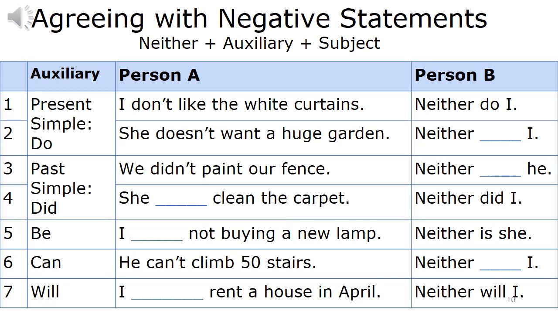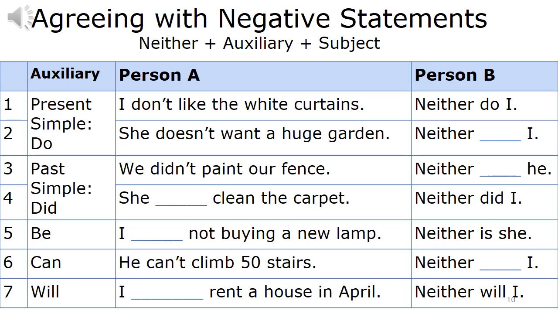1. For example, present simple, do. I don't like the white curtains. Neither do I. 2. She doesn't want a huge garden. Neither do I. 3. Past simple, did. We didn't paint our fence. Neither did he. 4. She cleaned the carpet. Neither did I. 5. Be.